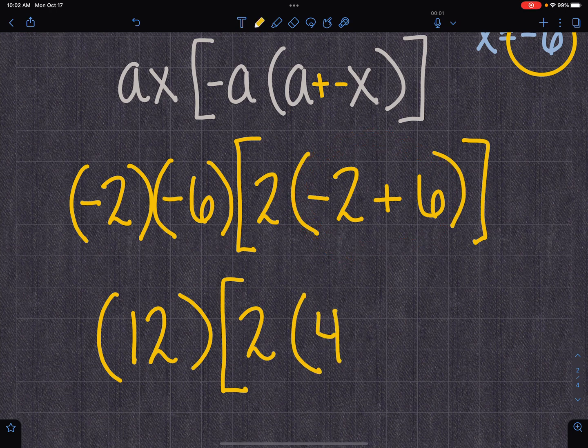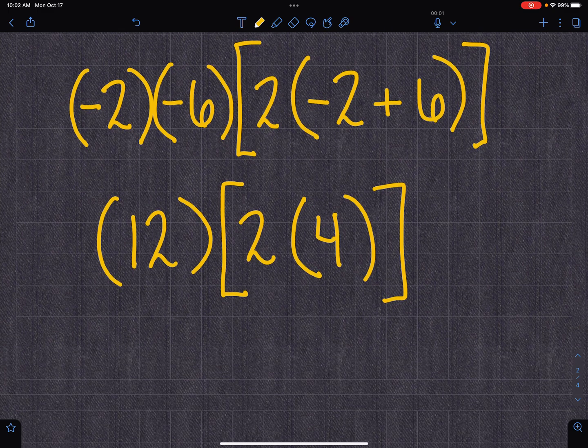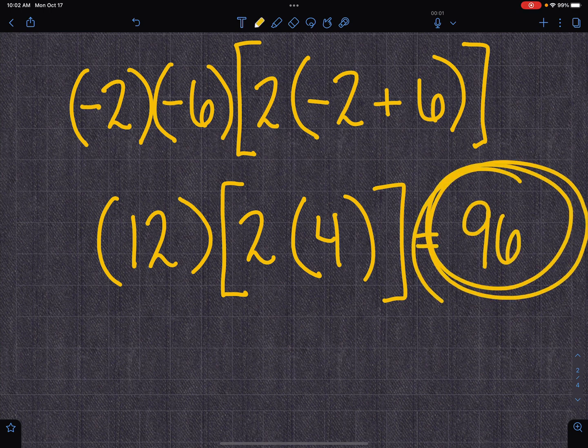Now I still have to, I don't know, these are all multiplications, so it doesn't matter the order, but I always start with the nucleus. 2 times 4 is 8. And then we do 8 times 12, which is 96. And that is the final answer.